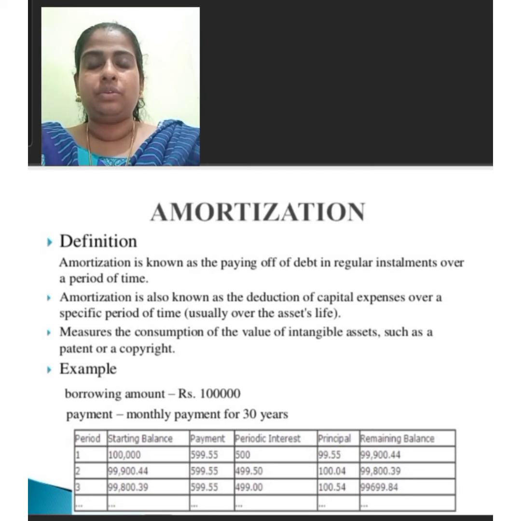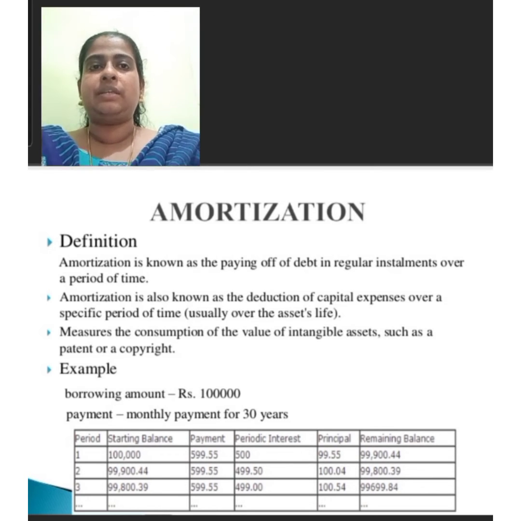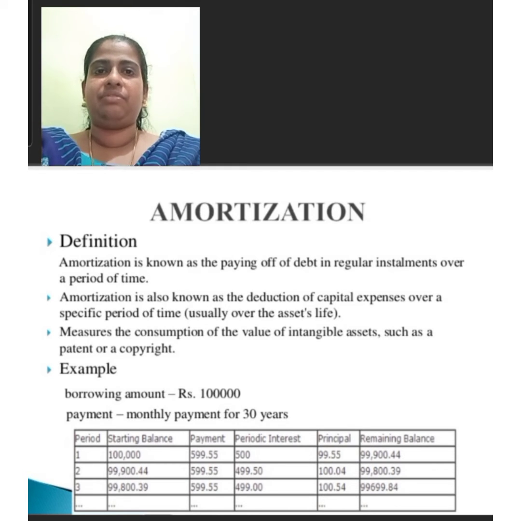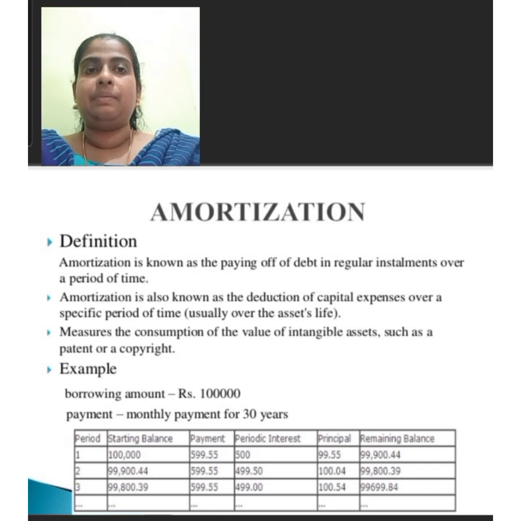Now we are going to discuss one example. If a business firm buys a patent for rupees 10,000 and estimates that its useful life will be 10 years, then the business firm must write off rupees 10,000 over 10 years. The amount so written off is technically referred to as amortization.